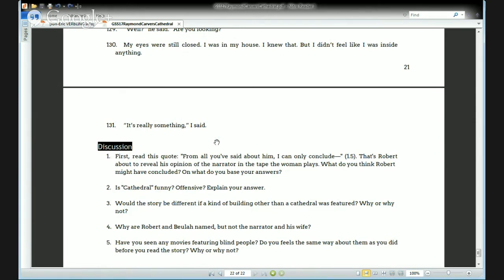Yes. He still closed his eyes. Right. Yes. Exactly. So when he says it's really something, Robert thinks he's talking about this great drawing that he did. But the narrator isn't referring to that.